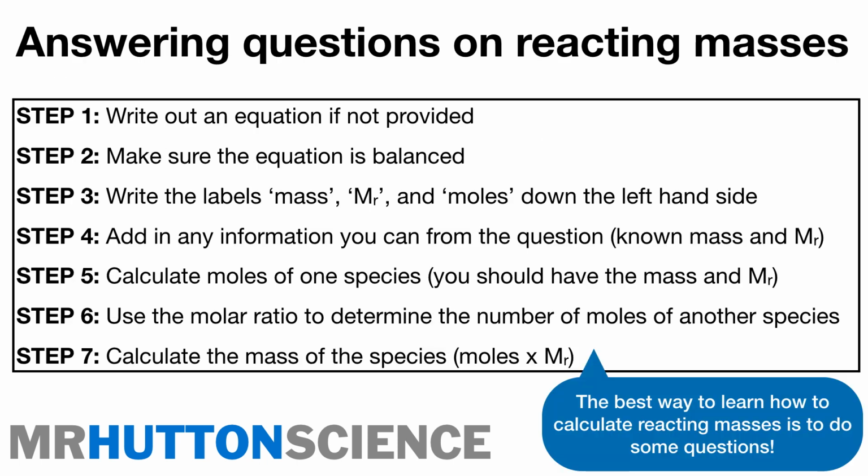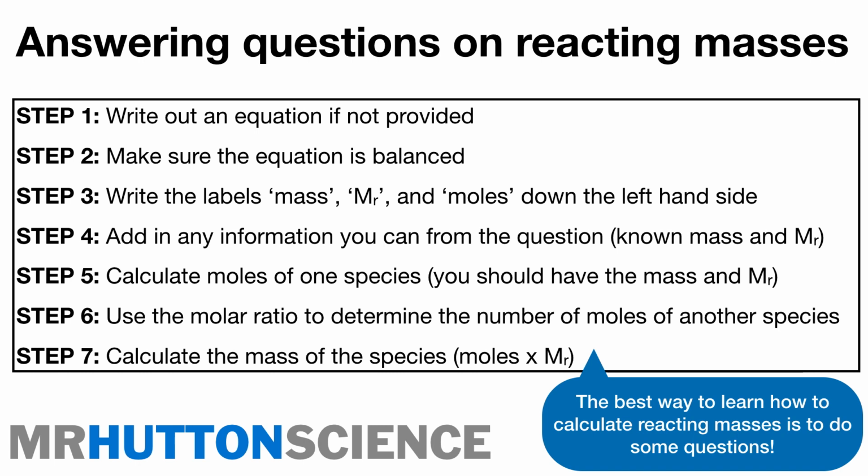So answering questions on reacting masses, we're going to follow a process. It's a 7-step process. Step 1 involves you writing out an equation if it hasn't been provided. It's likely with a lot of questions the equation will be provided, but you have to be prepared to be able to write one from the description given. Even if you've got an equation, you need to do step 2, so make sure the equation is balanced. Again, check out the video on balancing equations if you haven't already.